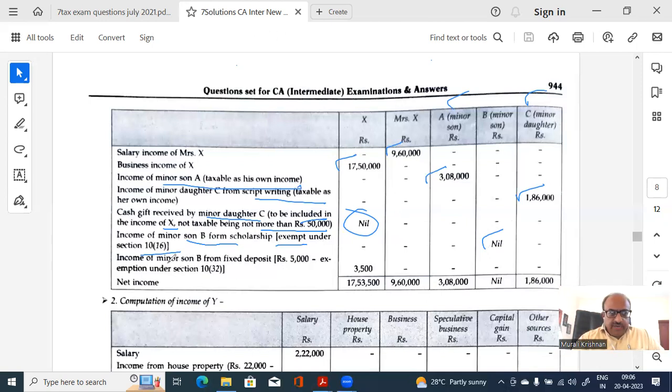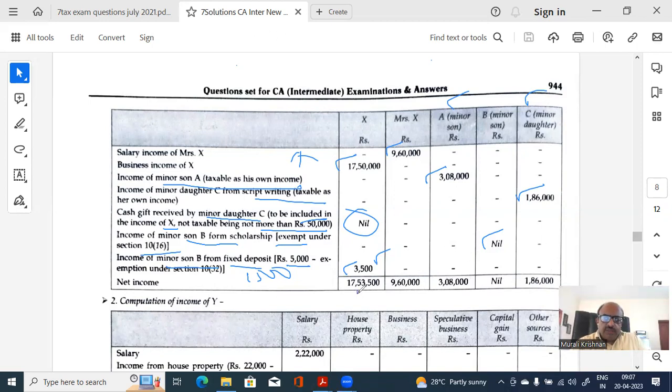But minor B's income from the fixed deposit, 5,000 less 1,500 basic exemption, 3,500 will be taxed in the hands of that parent whose income is higher. That's why it will be taxed under X, not Mrs. X or whatever, Dharmesh and Anandi, whatever is the name. This is how you should do the problem. Then you will get the answer very correct.